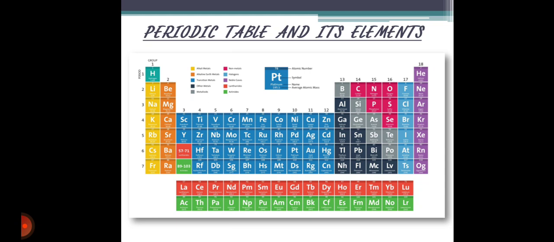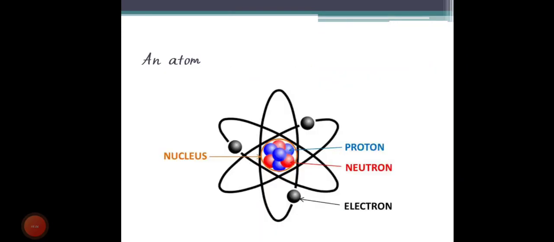An element is a pure chemical substance consisting of one type of atom. Examples would be carbon, oxygen, sodium, lithium, or iron.